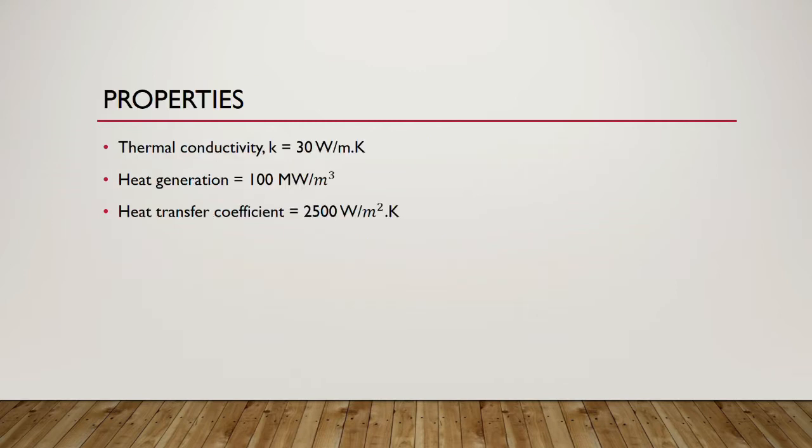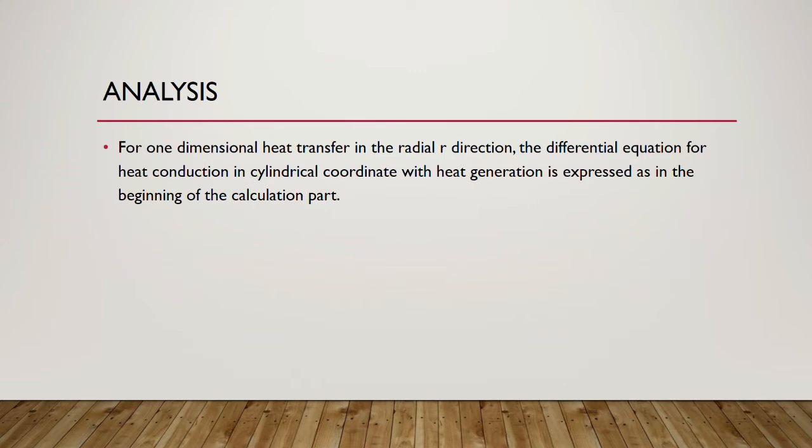Okay, next, the properties of the fuel rod: the thermal conductivity K equals 30 watt per meter Kelvin, the heat generation in the fuel rod is 100 megawatt per meter cube, and the heat transfer coefficient is 2500 watt per meter cube Kelvin. The analysis that we have done is for one dimensional heat transfer in the radial R direction. The differential equation for the heat conduction in cylindrical coordinates with heat generation is expressed in the beginning of the calculation below.